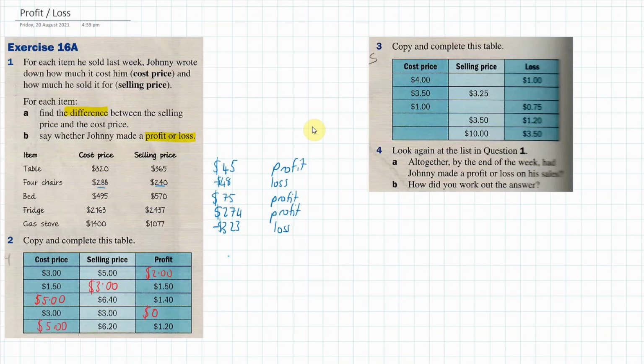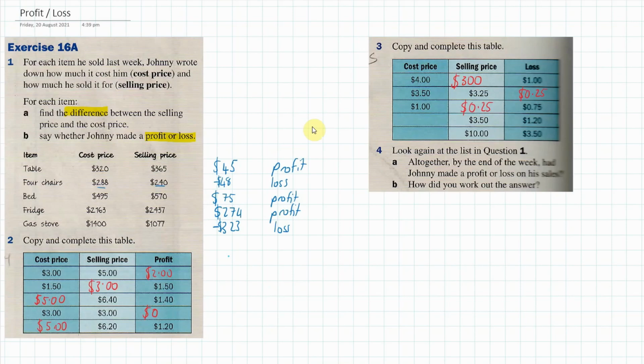Okay, now going across to a loss situation. If he makes a loss of $1 and his cost price was $4, then we just go 4 take away that $1 and that gives us $3. Now here he's made a loss of, you can see if you go 350 take away 325, that's just 25-cent loss in that case. Now if he's making a loss of 75 cents here and he paid $1 for it, then that means that the selling price must be just 25 cents because we're going to go $1 take away that loss of 75 cents.